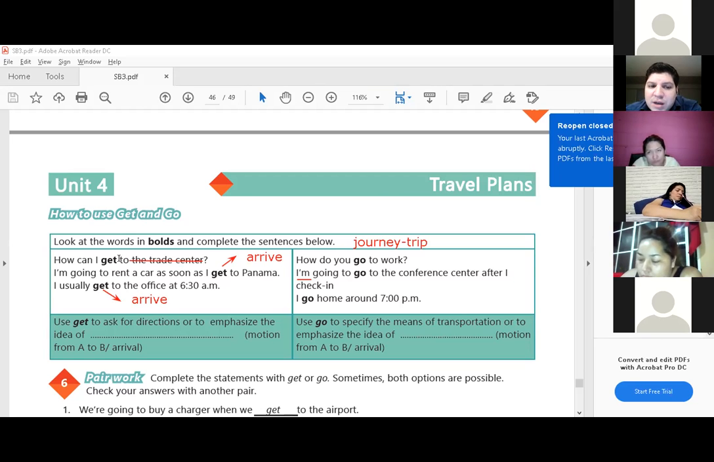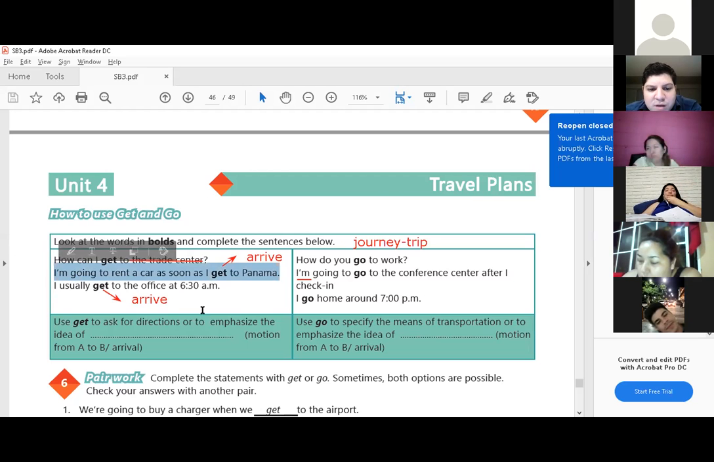Okay. How can I get? No lo cambie. How can I get? No importa. ¿Cómo llego al centro? How can I get downtown? ¿Cómo llego a Panamá? How can I get to Panama? How can I get to the beach? How can I get to the supermarket? Exactly. I arrived to Panama.